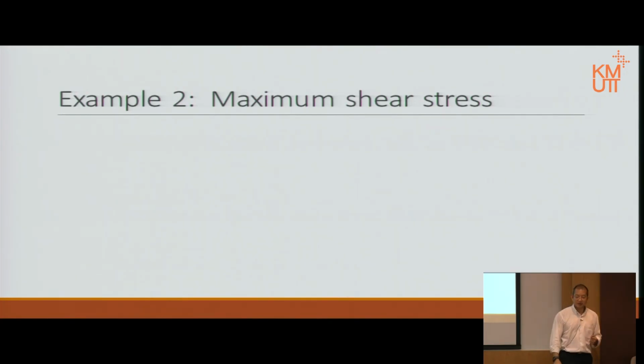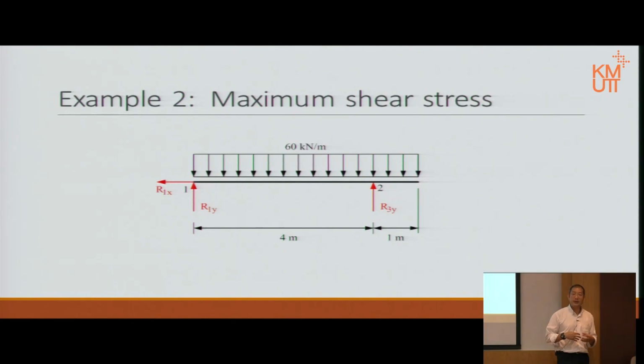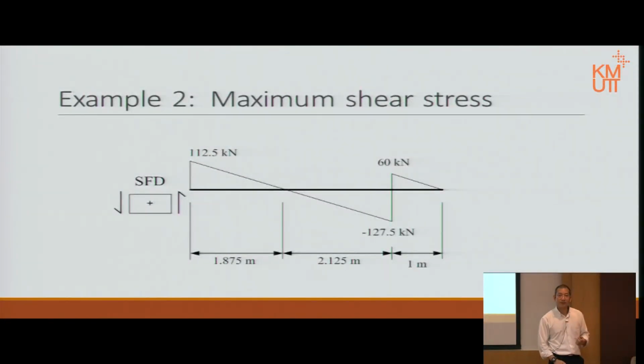Now, maximum shear stress needs the maximum shear force. Let's find out the reactions first, okay, as usual. There we are, sigma moment, sigma Fx, sigma Fy. Then we have the two reactions. Once we have that, of course we can draw the shear force diagram. When we draw the shear force diagram, we pick up the maximum shear force value. Well, 112.5 or minus 127.5.